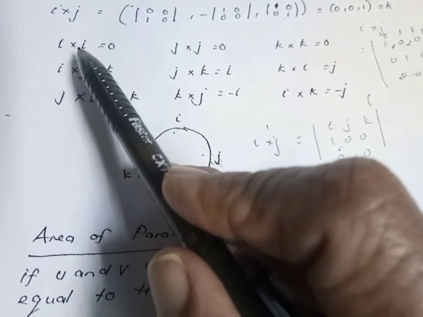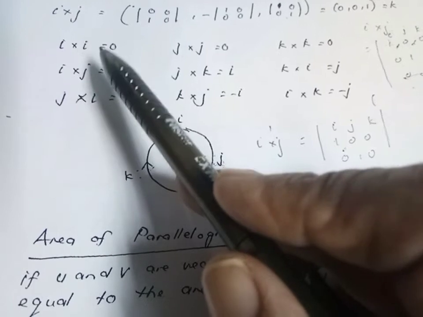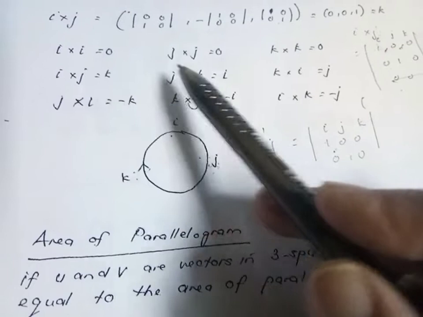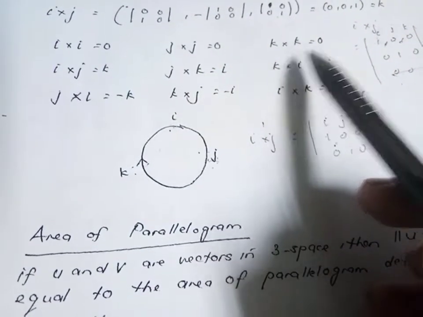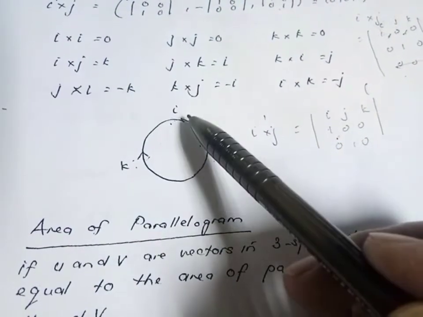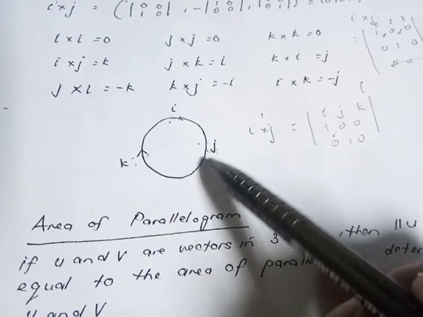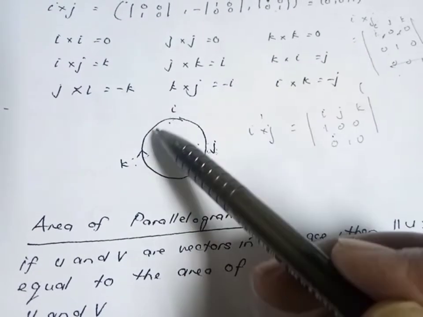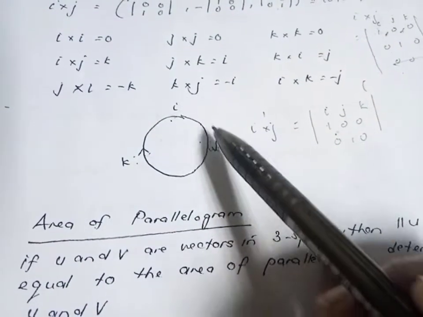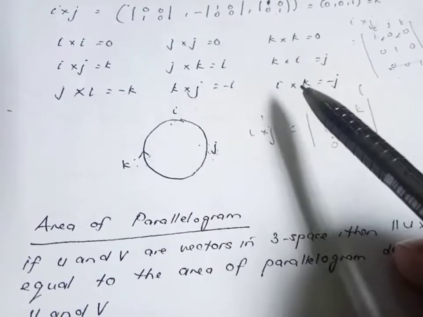But the standard unit vectors cross product with itself is always 0. Okay, i cross product i is 0, j cross product j is 0, k cross product k is 0. For i cross product j it is always k. i cross product j becomes k, j cross product k becomes i, k cross product i becomes j. But j cross product i becomes negative k because it is anti-clockwise. This one is also the same.